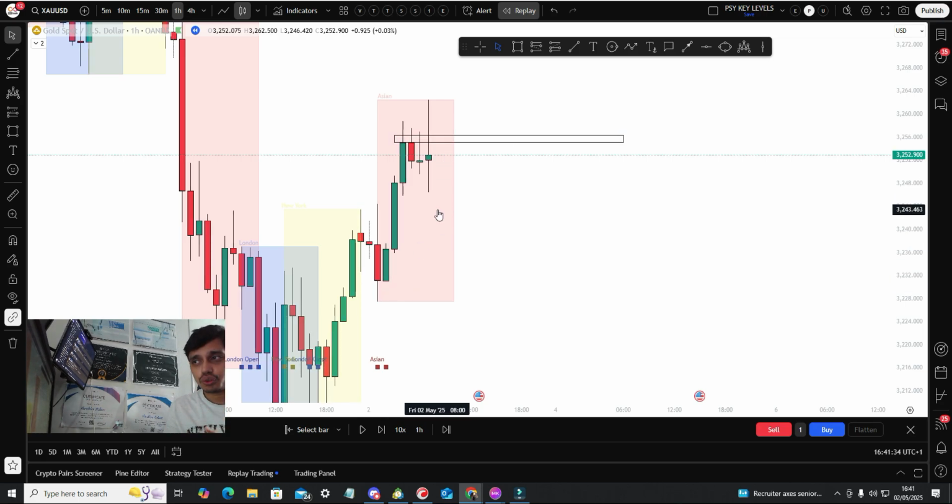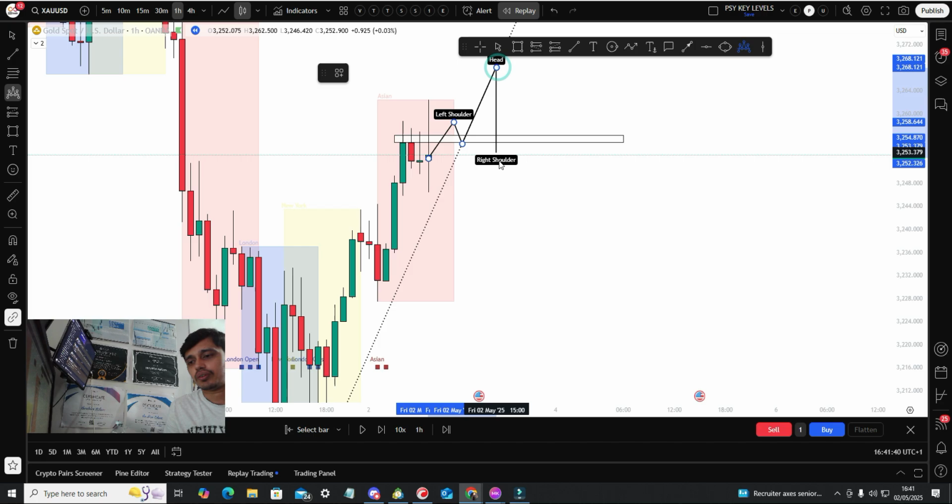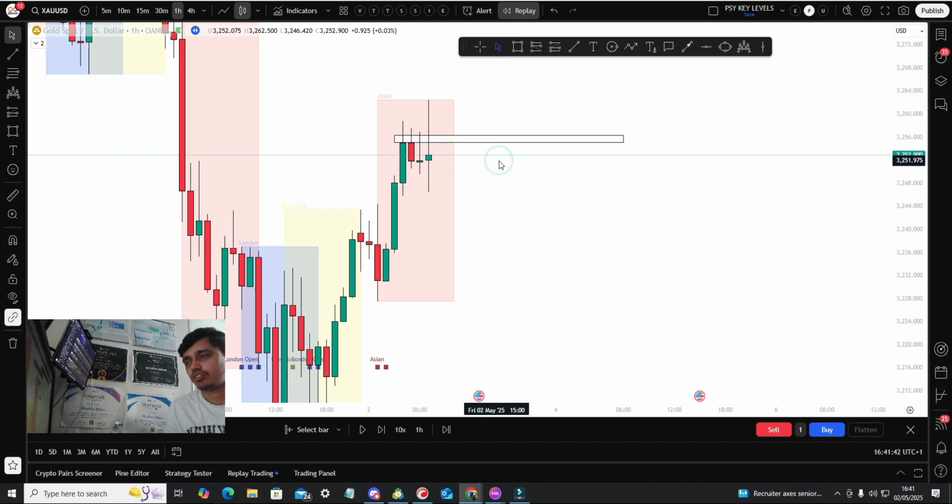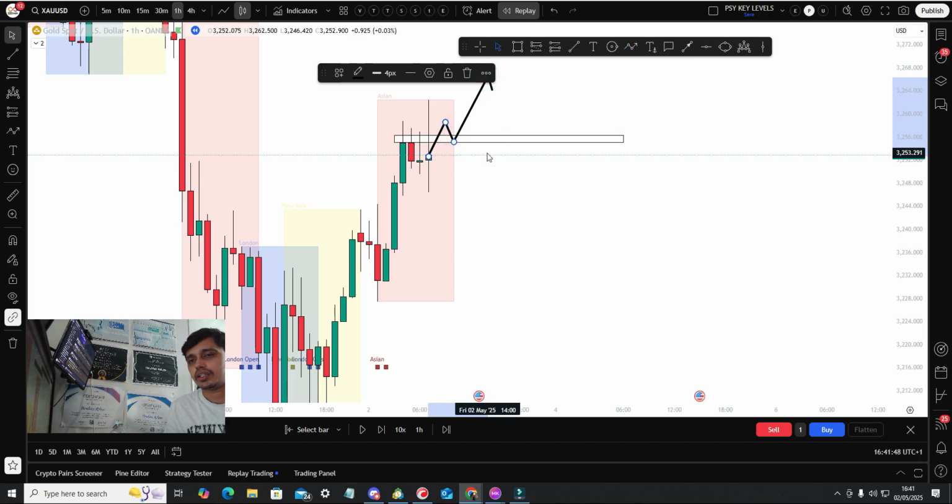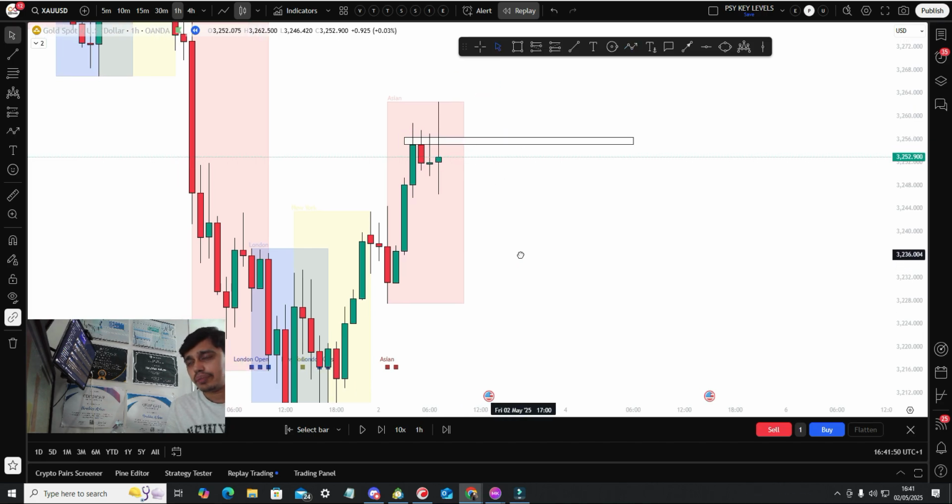If it breaks through that, there's still a probability that it can come back and shoot off from there. I just used the wrong tool because I'm using the head and shoulders tool. What I was supposed to use was this one, and then shoot off from like that. Basically, we're going to wait for price to see what it wants to do.